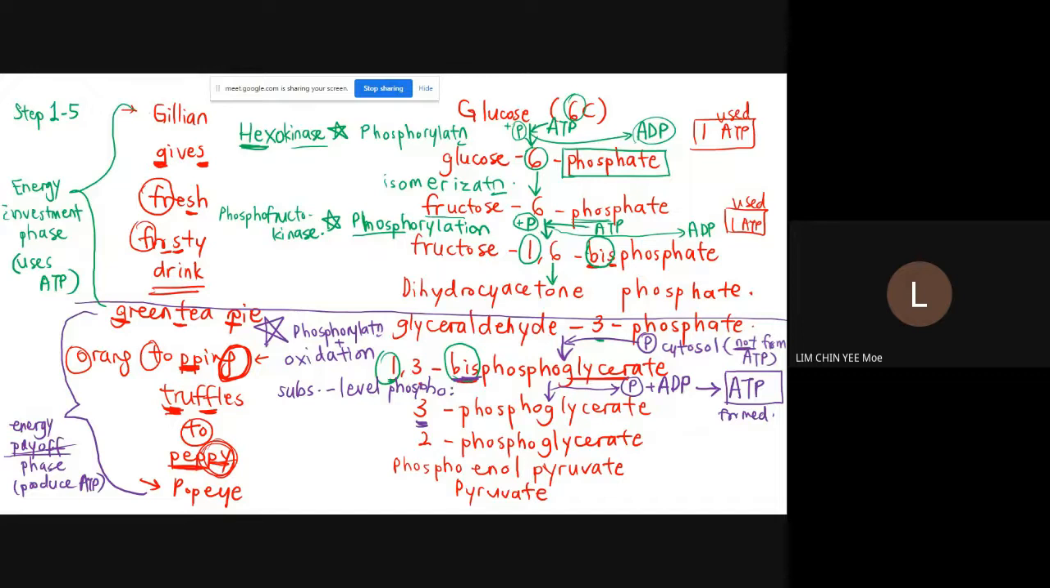Sebab dia tak melibatkan redox untuk produce ATP. Dia terus bagi phosphate group dekat ADP untuk buat ATP. Proses untuk buat ATP dua je: substrate level atau oxidative. So dekat sini kalau dia terus bagi phosphate group, terus buat ATP yang tak melibatkan redox, then this is substrate level phosphorylation.